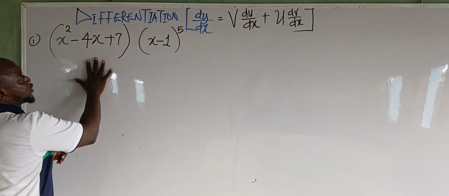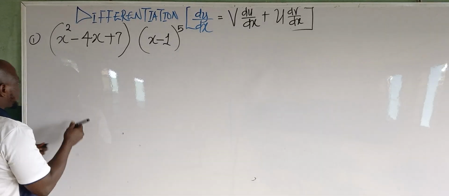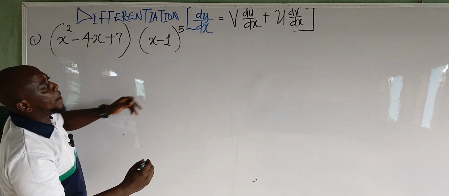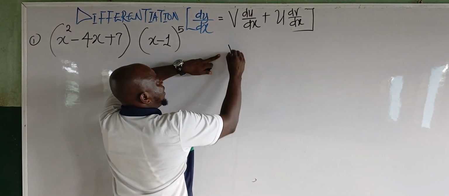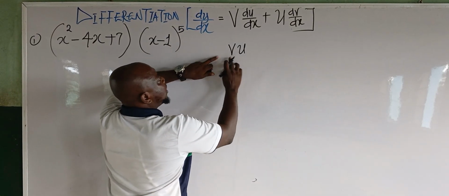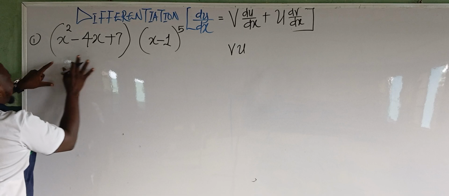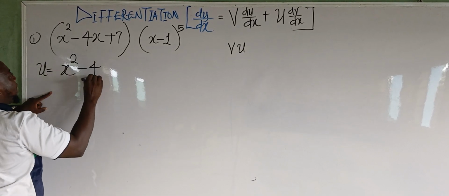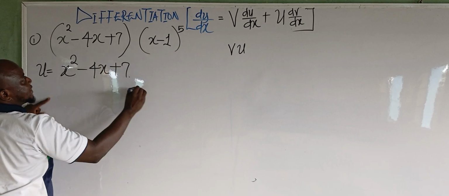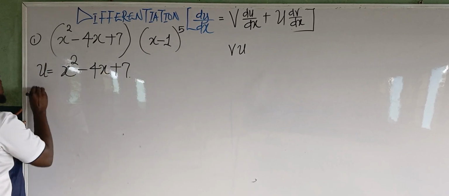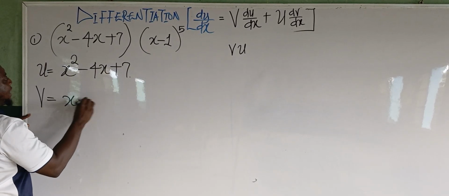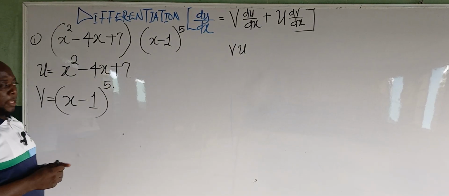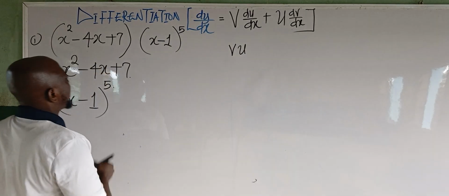First thing first, we want to do the solutions to this. Everything here, I told you that in product rule, we are making use of these two constants, V and U. In product rule, the first bracket will be my U. So we say U becomes x squared minus 4x plus 7. The next one becomes the value for V, which is (x minus 1) all raised to the power of 5.